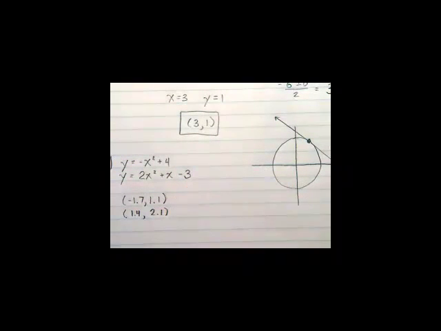You said that was intersect? Those are intersects, yeah. Okay? So our 2 points of intersection, or our 2 solutions to this system would be -1.7, 1.1, and 1.4, 2.1.